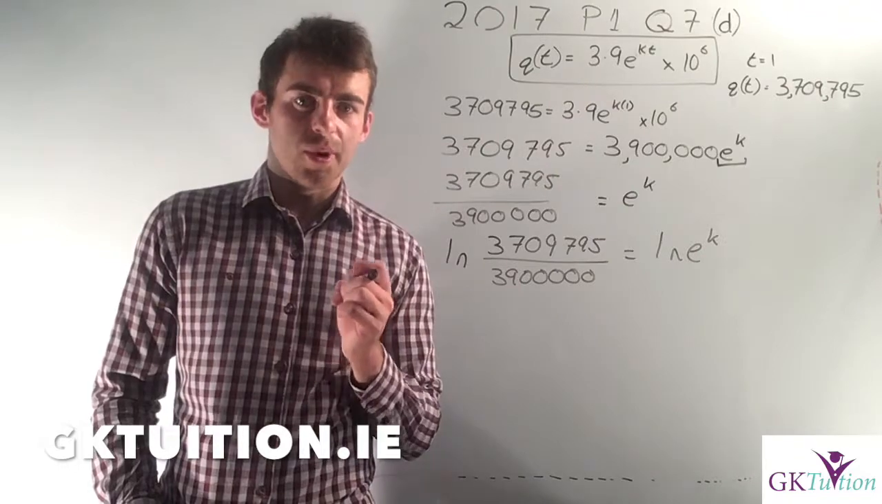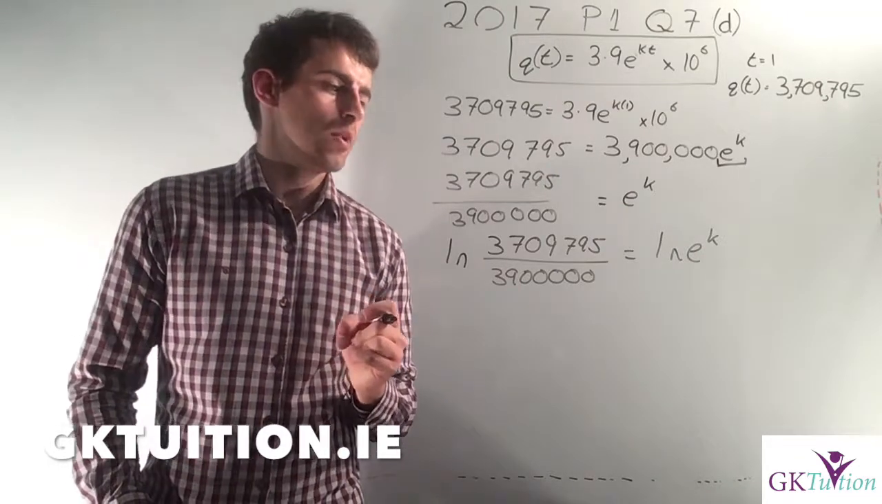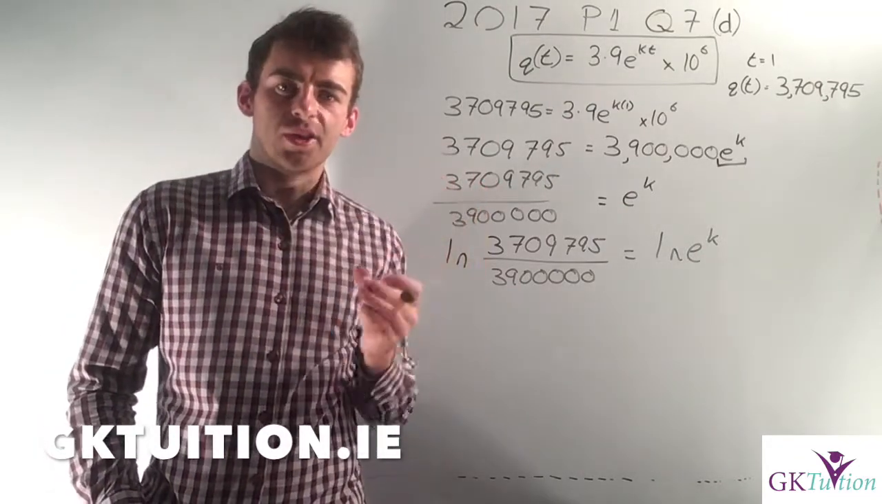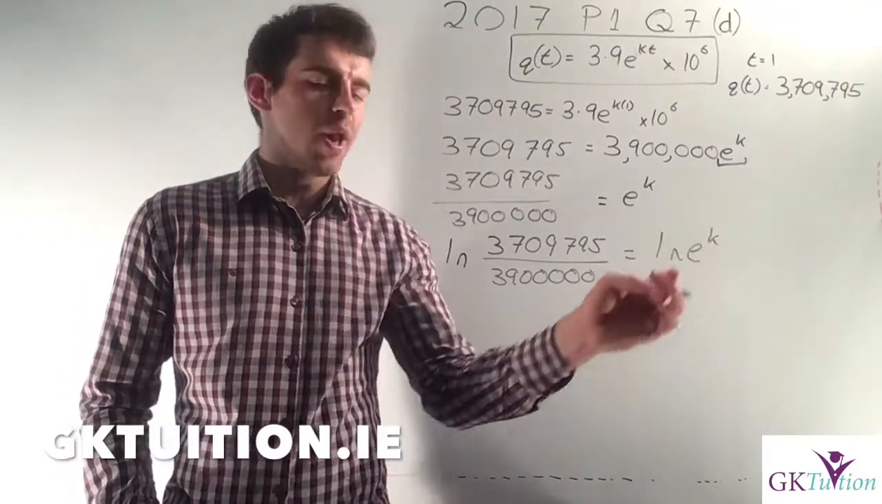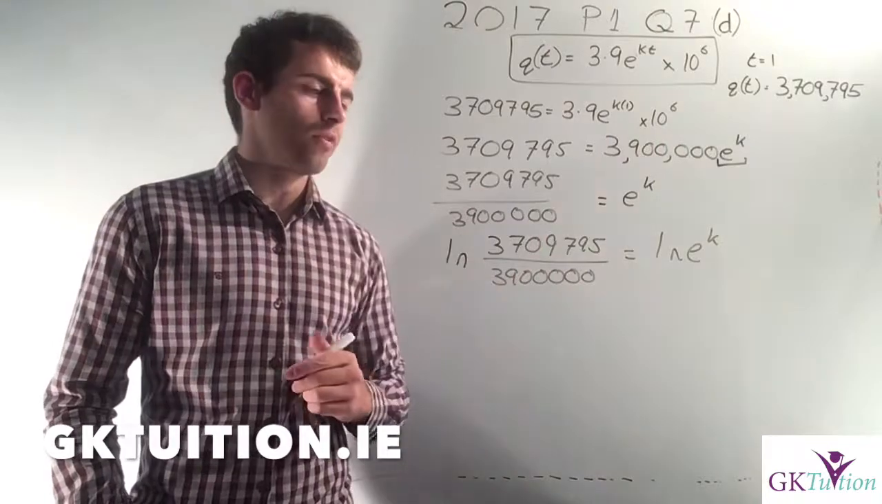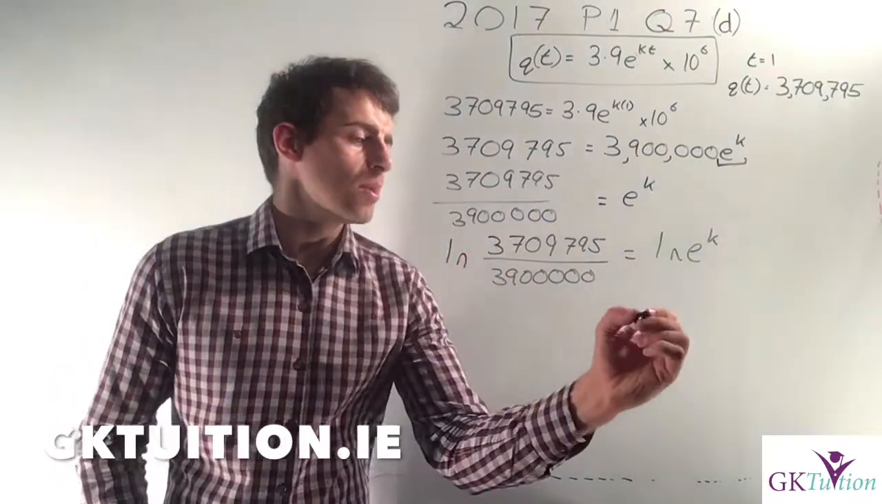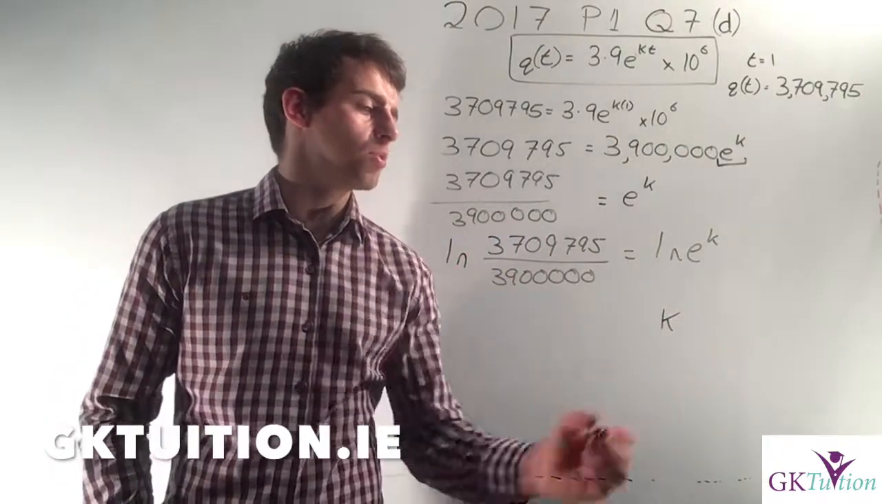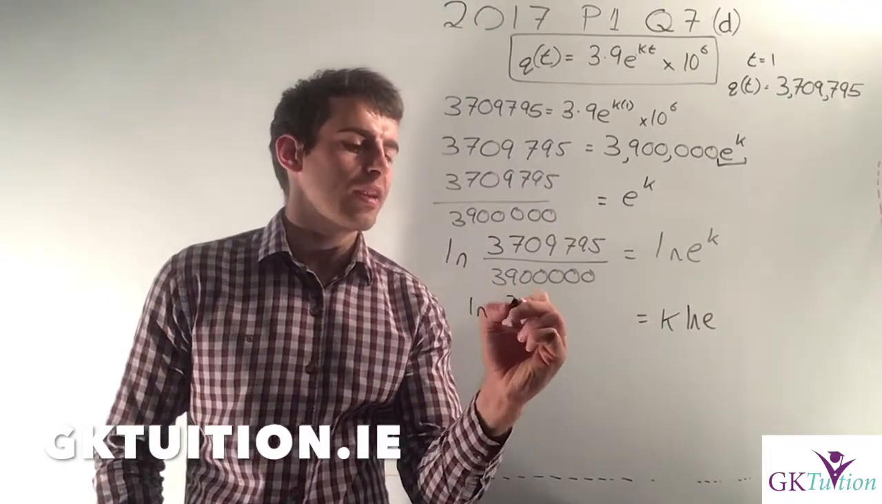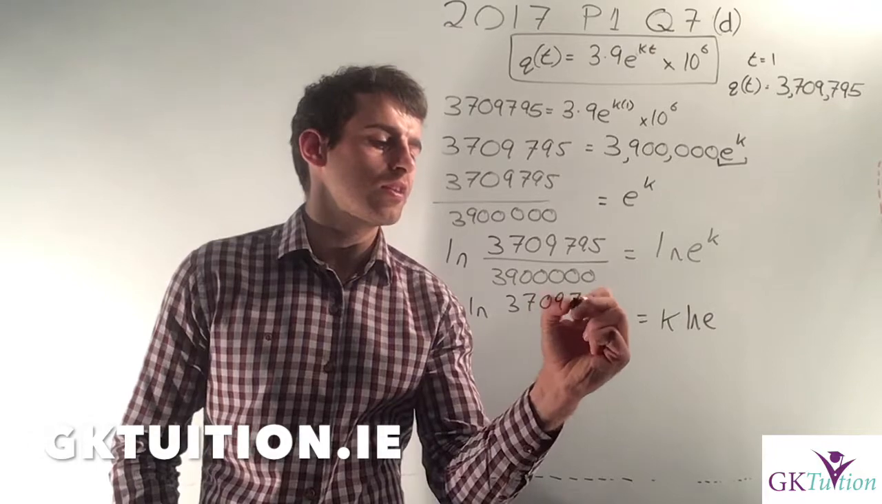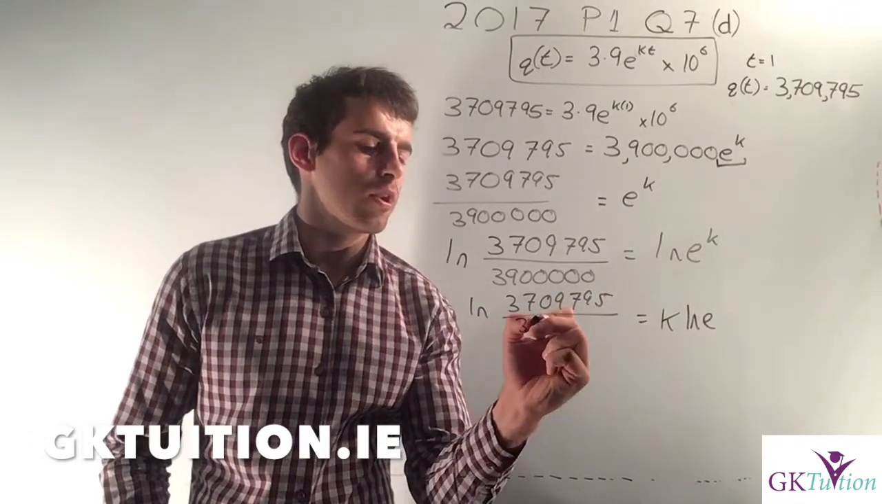The rules of logs are on page 21 in your log tables. If you go to the middle column on page 21 in your log tables, it tells me that if I have log of something to a power, then I can just bring the power in front. So to simplify this down, my right hand side just becomes k times ln e is equal to ln 3709795 over 3.9 million.